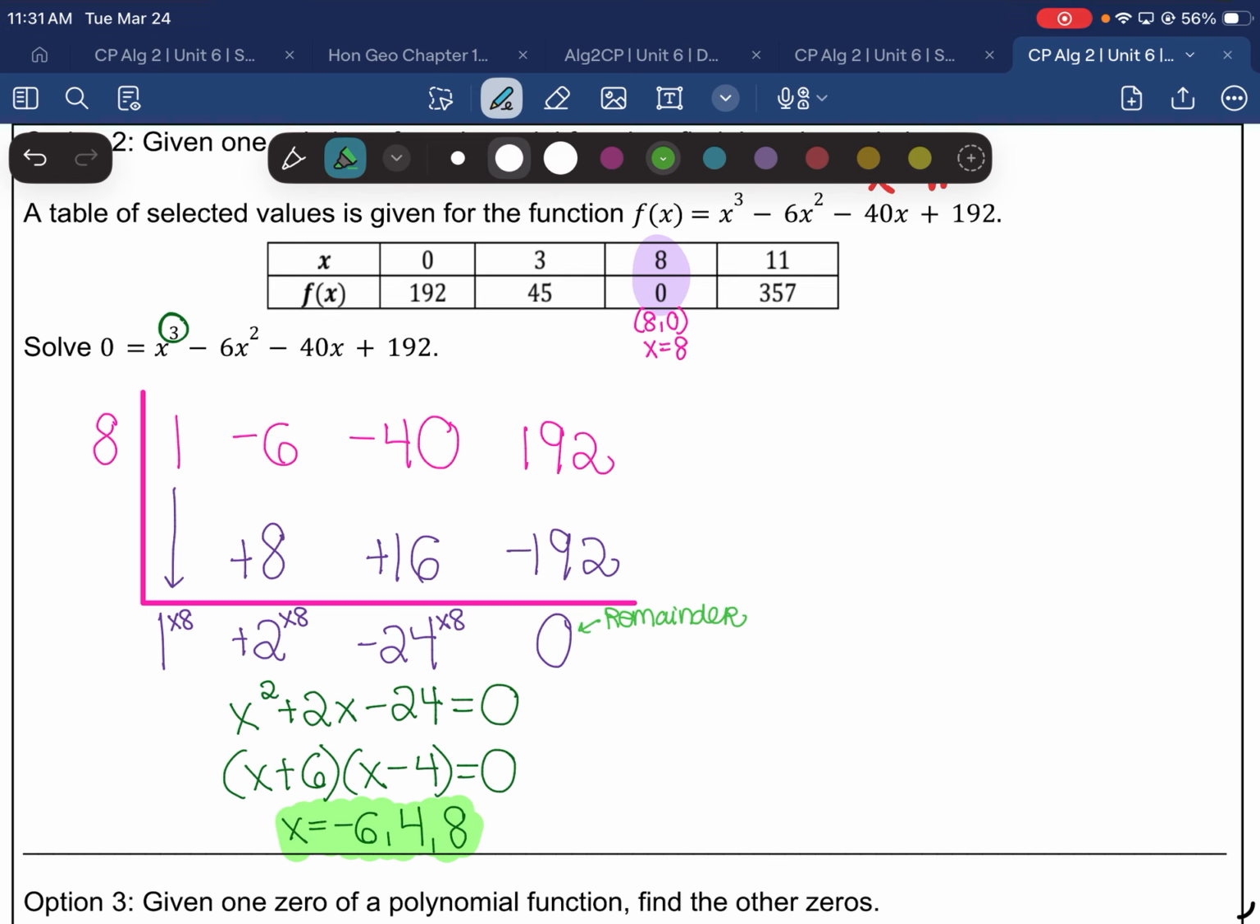Do you see why this answer looks different than the first one? When your directions say factor, that's where you stop. The factors, the binomials, okay? When your directions say solve, that's what your answer looks like. Annabelle? If it did say factor, would we make it x minus 8? Yes, exactly. Thank you.